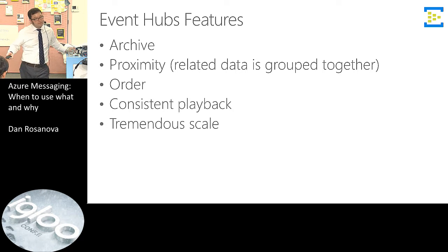We give strict ordering if you're using that feature. So the data is in the order in which you sent it, and it will be consistently in that order no matter how many times you read it. And it's something that can do tremendous scale.